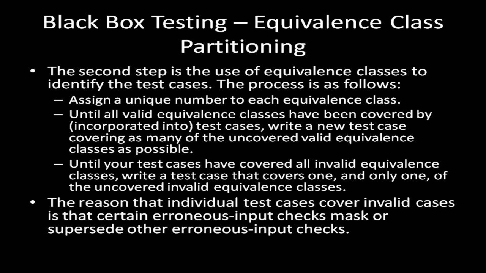The reason that individual test cases cover invalid cases is that certain erroneous input checks mask or supersede other erroneous input checks. For instance, if the specification states enter book type, hardcover, softcover, or loose, and amount, 1-999, the test case XYZ 0, expressing two error conditions, invalid book type and amount, will probably not exercise the check for the amount, since the program may say XYZ is unknown book type and not bother to examine the remainder of the input.